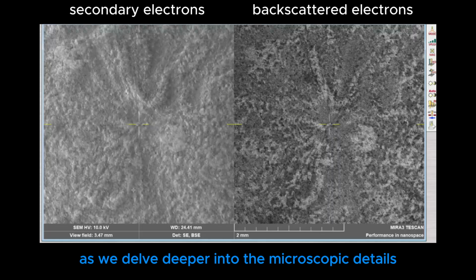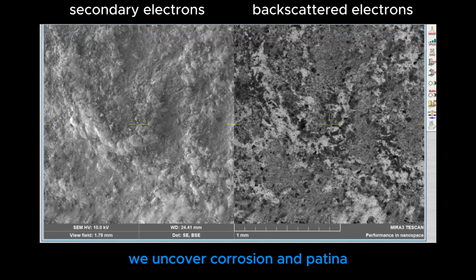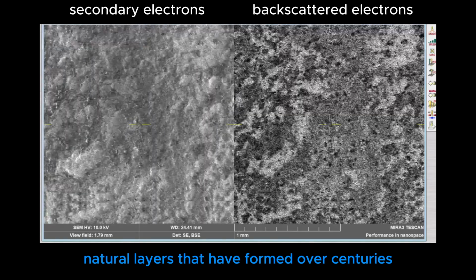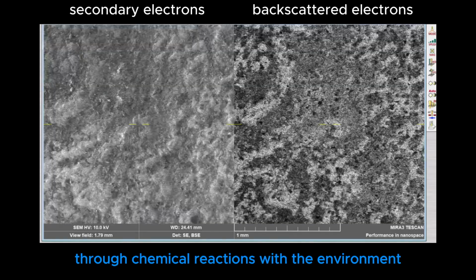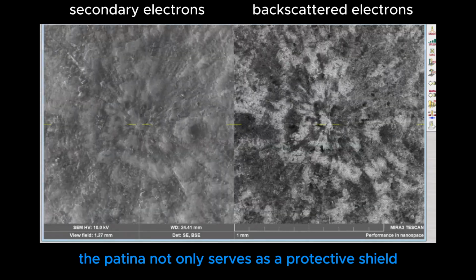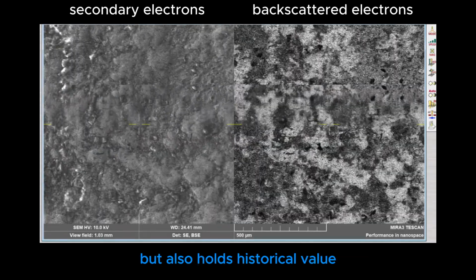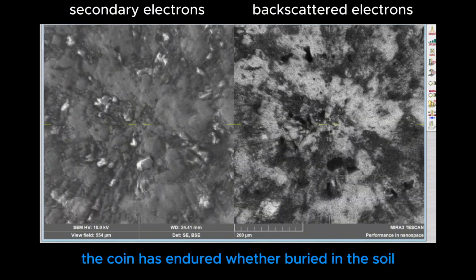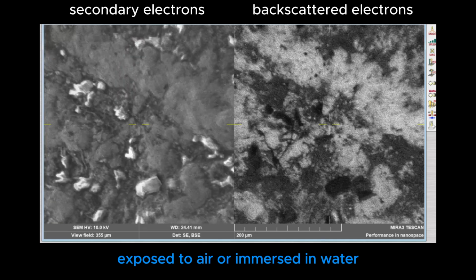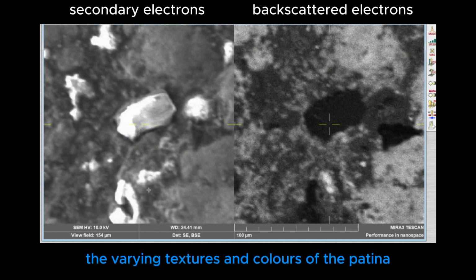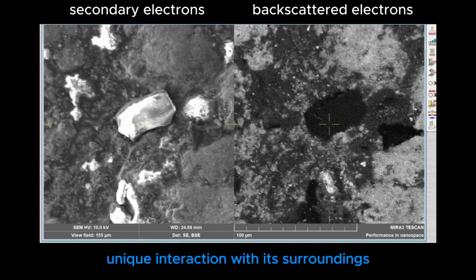As we delve deeper into the microscopic details, we uncover corrosion and patina, natural layers that have formed over centuries through chemical reactions with the environment. The patina not only serves as a protective shield but also holds historical value, offering clues about the conditions the coin has endured, whether buried in the soil, exposed to air, or immersed in water. The varying textures and colors of the patina reflect the coin's unique interaction with its surroundings.